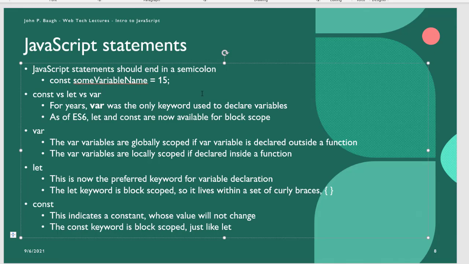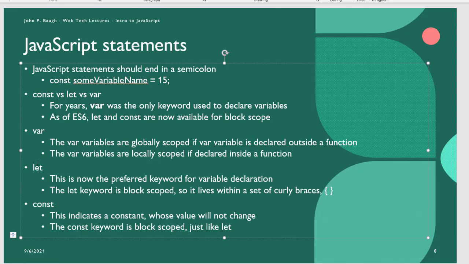For years, var was the only keyword used to declare variables in JavaScript. But as of ES6, ES 2015, let and const are now available for block scope, and they should be preferred over var in most cases. The var variables are globally scoped if declared outside a function. If declared inside a function, then they're locally scoped. If you forget var altogether and just put the name of a variable you haven't used before, then it will get hoisted as a global variable, which can be very confusing. So always remember to use the keyword var, let, or const when you're declaring a variable.